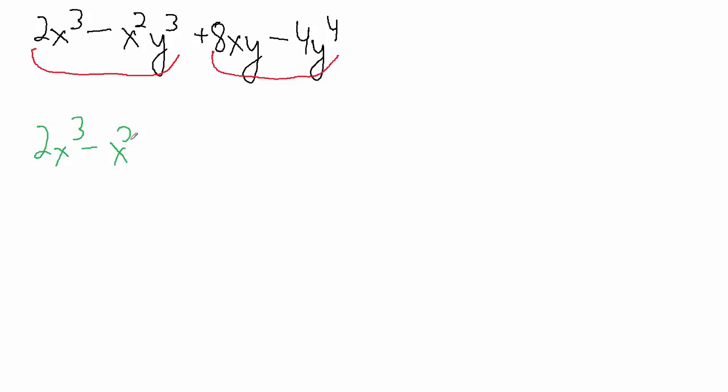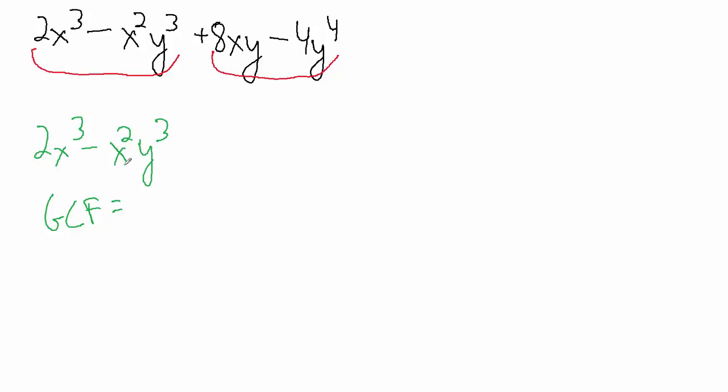2x cubed minus x squared y cubed. What's the greatest common factor of that algebraic expression? Well, here's a 2. There's no number here, so that just means 1. So the greatest common factor of the coefficients is just 1, so we don't have to write anything down yet. And what about the variable part?